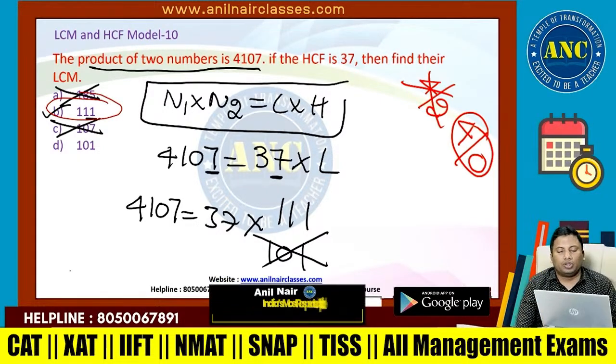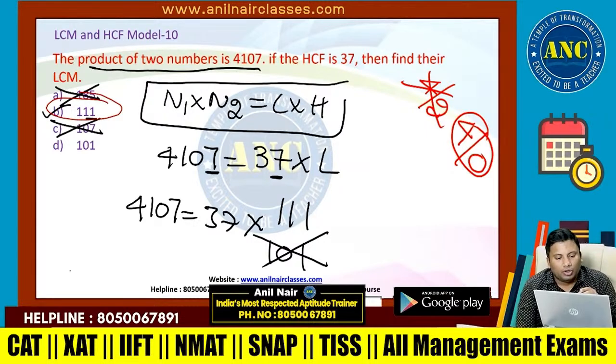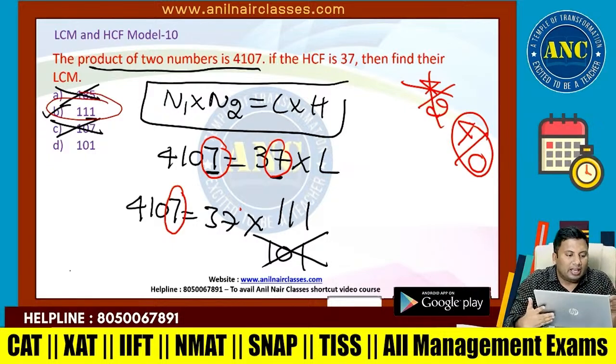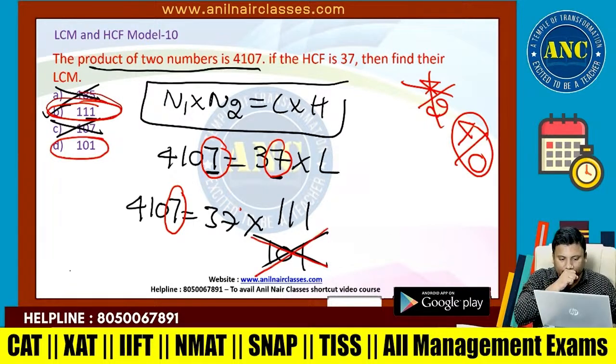4107 is equivalent to 37 into L. Unit digit is 7. If this is 7, the unit digit has to be 1, since 7 ones are 7. So the answer will be either 111 or 101. 101 cannot be the answer, for two reasons.